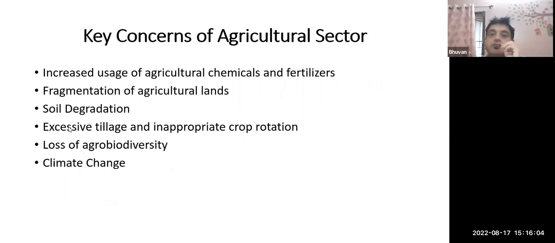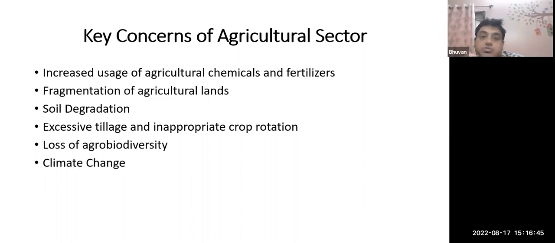Then we come to the key concerns of the agriculture sector. At present, there are many issues which are threatening the agricultural sector. First one is the increased usage of agricultural chemicals and fertilizers. To increase agricultural output, there is increased use of fertilizers and pesticides, which are basically chemical based. And when we use them, obviously that threatens our entire agro ecosystem, the flora and fauna associated with the agri ecosystem. It also causes pollution, and it also harms human health.